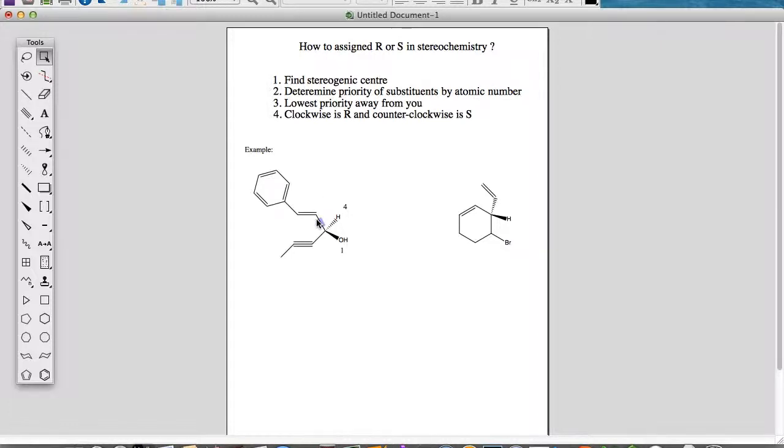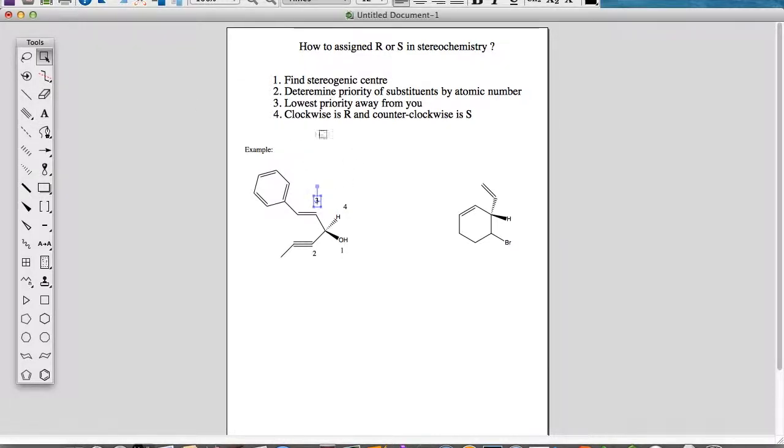So we look at the substituents connected to these two carbons. In the first one up here, the double bond means 2 carbons connect to this carbon. And down here, this carbon has a triple bond, which means 3 carbons connect to this carbon. Therefore, we know this triple bond carbon is higher priority than the double bond carbon. We'll put 2 here and we'll put a 3 here.